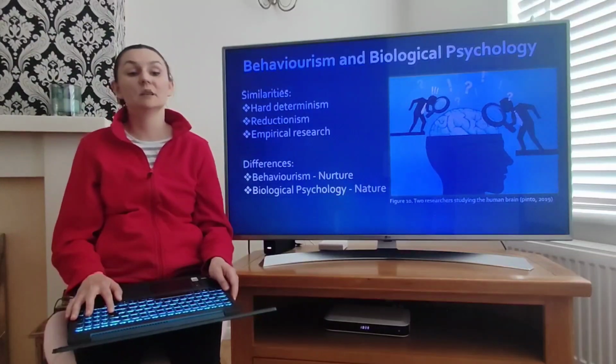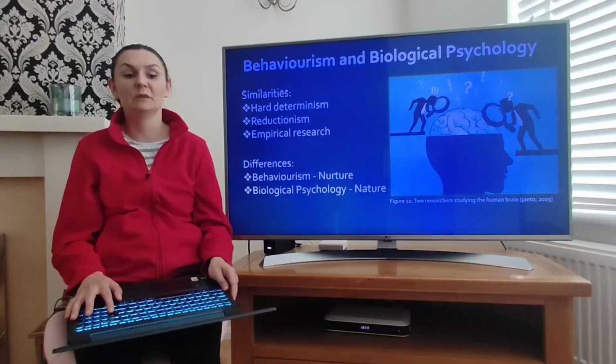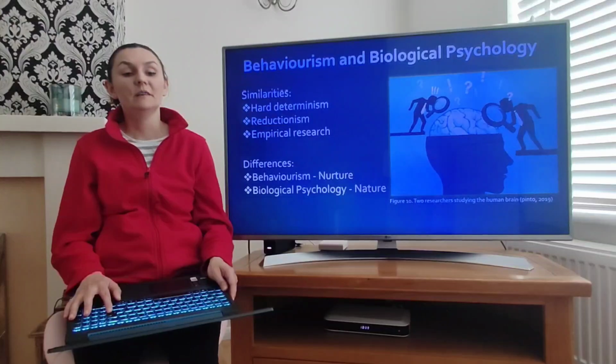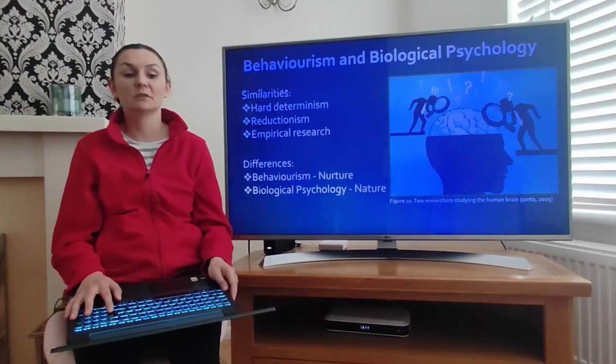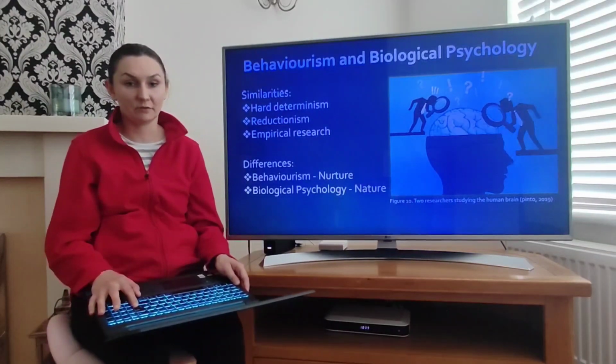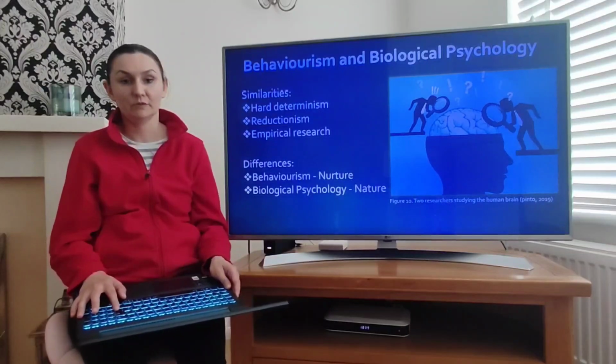In comparing these two psychology perspectives, there's only one difference between them, which is the factor. Behaviorism refers to the nurture factor, where behavior is associated with reaction to environmental stimuli such as sound or object. Biological psychology refers to the nature factor, where behavior is related to the message sent from the brain to the body.